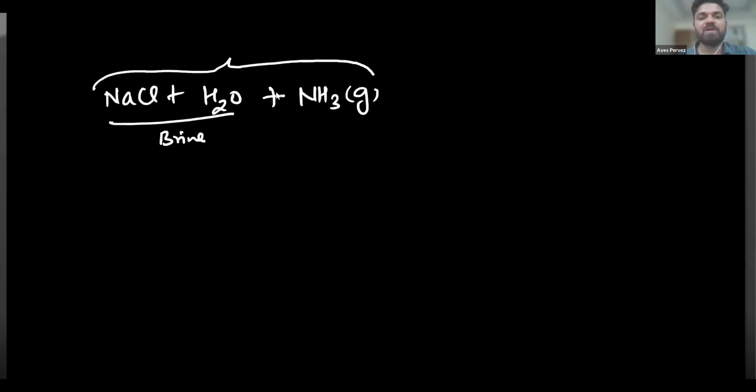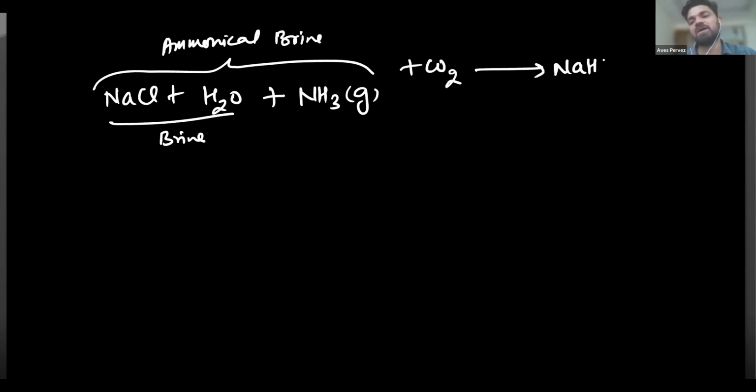So what is ammoniacal brine? That's a 1 mark question. It is a mixture of sodium chloride, NaCl, water and ammonia gas. When they are mixed together, they form ammoniacal brine. And when carbon dioxide is passed through this, it forms sodium hydrogen carbonate as a precipitate. What does this arrow mean? A solid, insoluble substance is formed. This is baking soda.